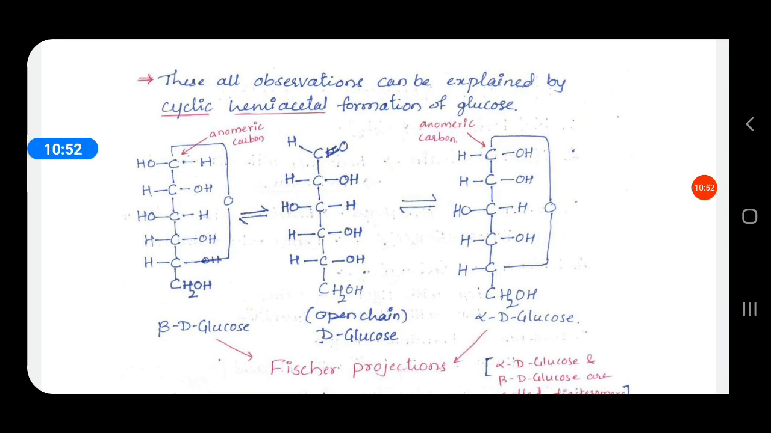The hemiacetal form means the aldehyde or ketonic group, the carbonyl group, reacts with a hydroxyl group and forms a cyclic structure. Here you can see two cyclic structures. The aldehyde group reacts with the OH group of the fifth carbon and forms a ring between the first and fifth carbons with oxygen. So a 6-membered ring, with 5 carbons and 1 oxygen, is formed.